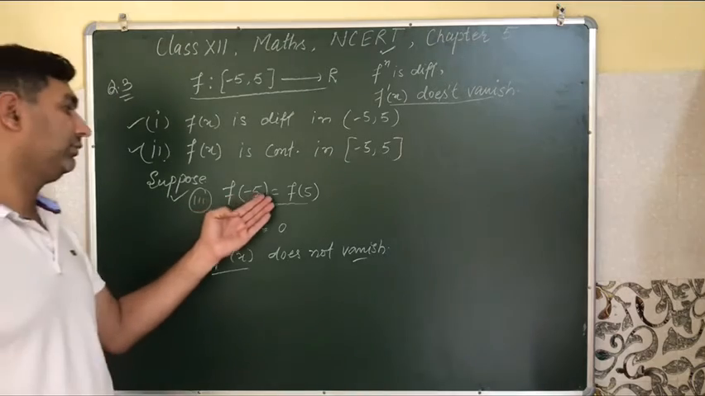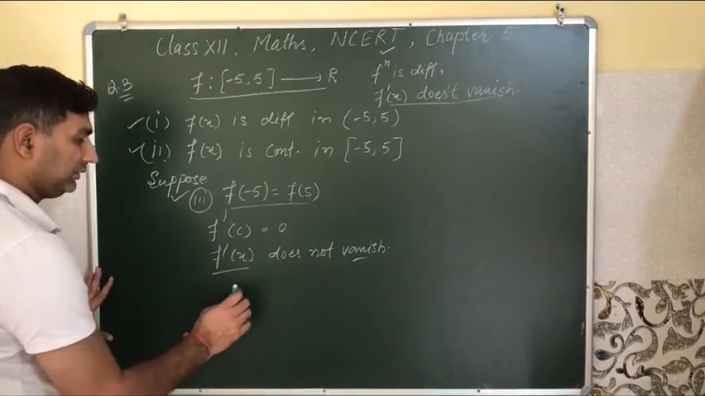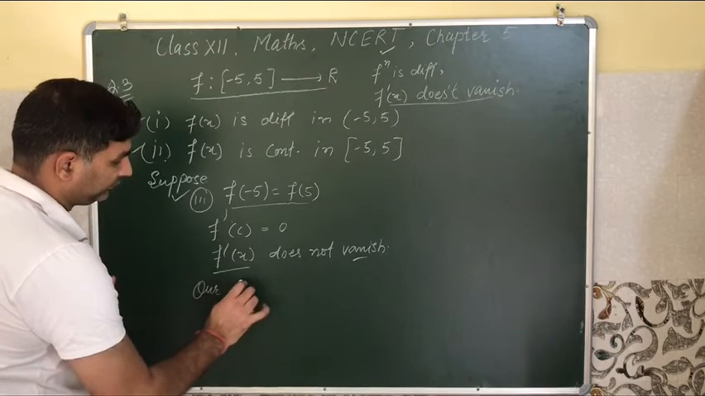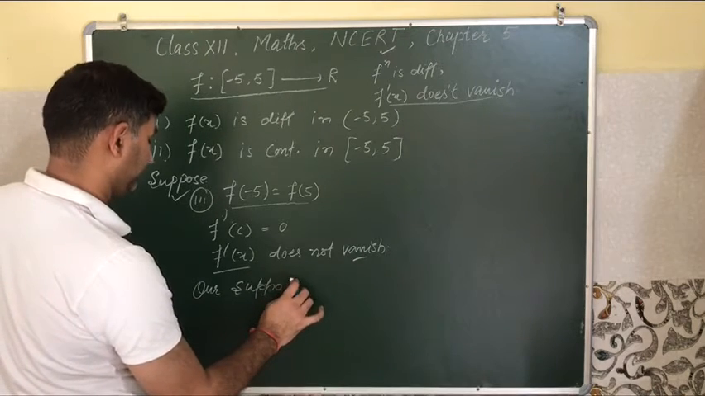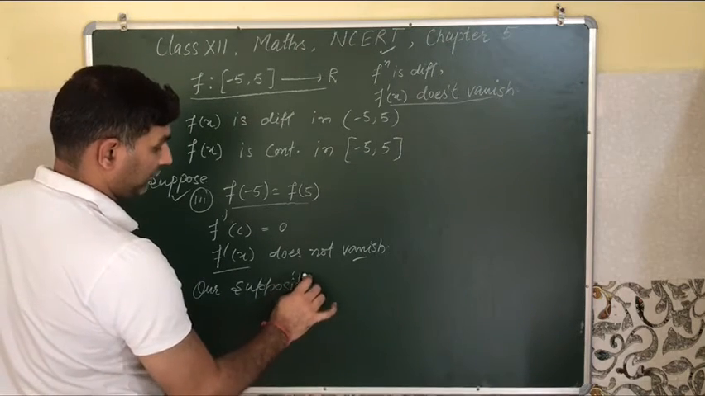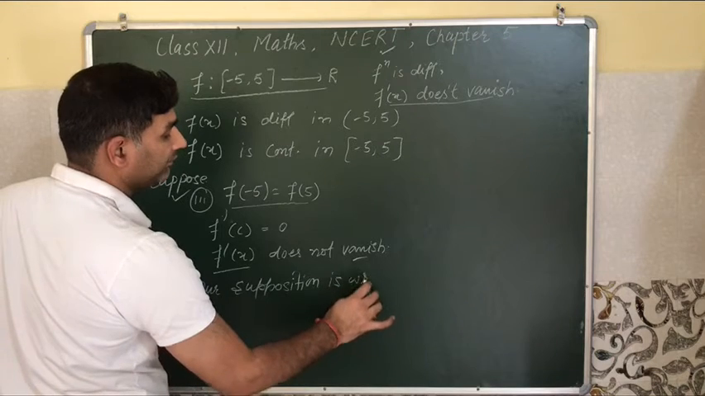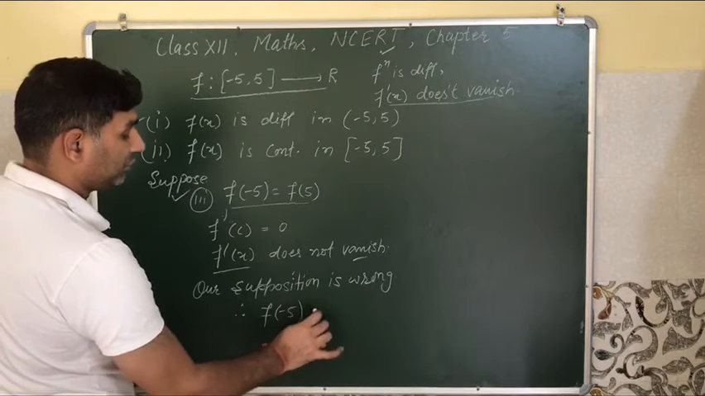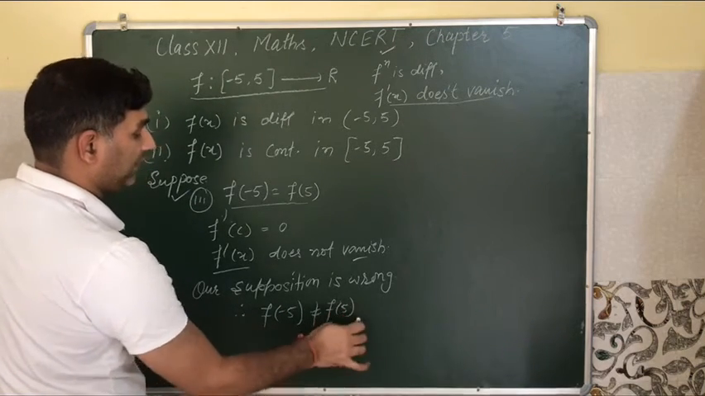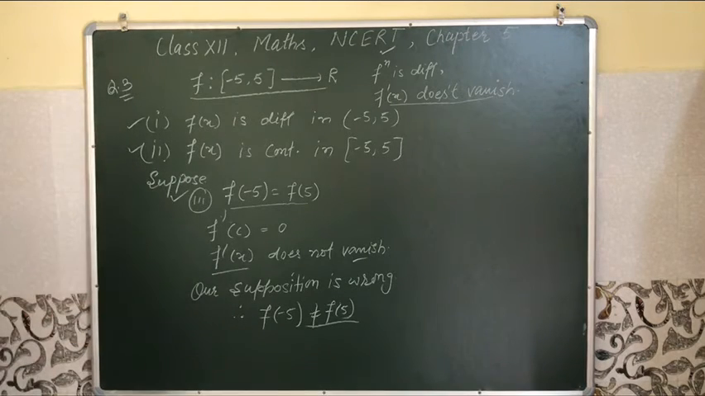f of -5 is equal to not. That means our supposition is, this is contradiction. Our supposition is wrong. Therefore f of -5 is not equal to f of 5. ये इक्वल नहीं हो सकते. That means you can solve this type of questions. And then question: verify mean value theorem.